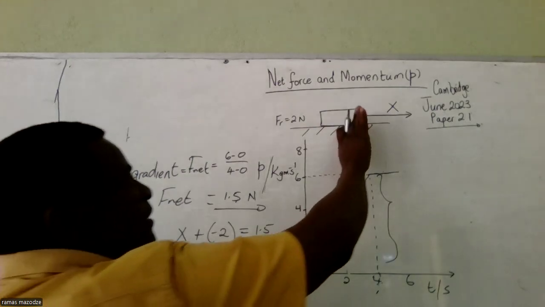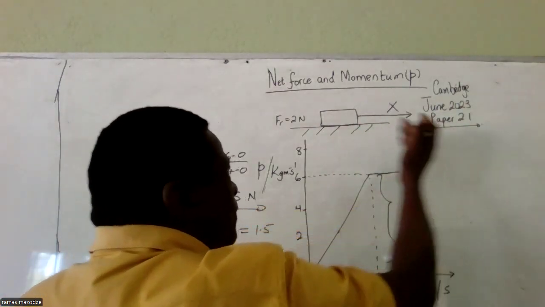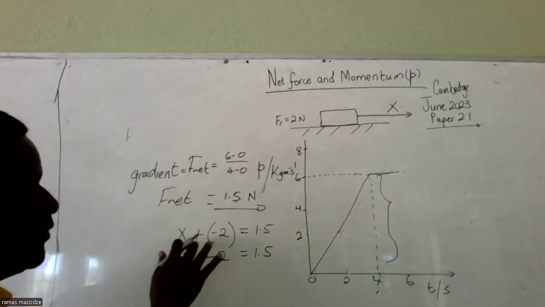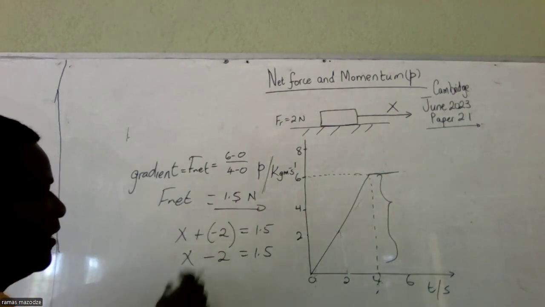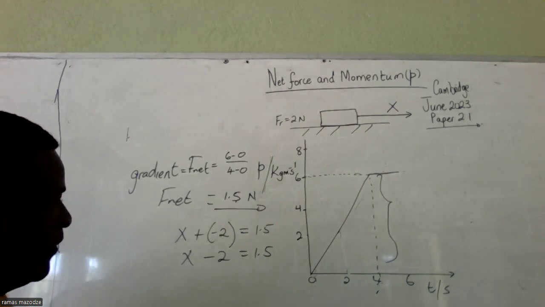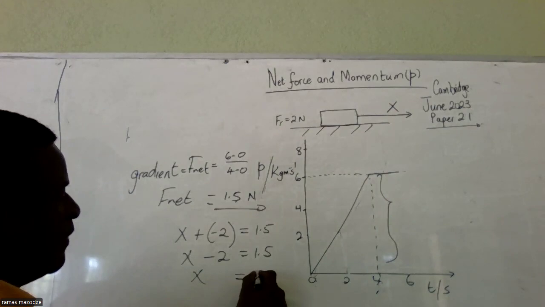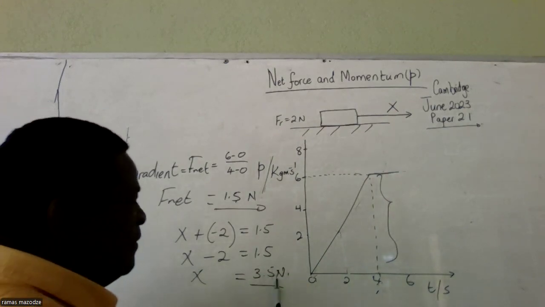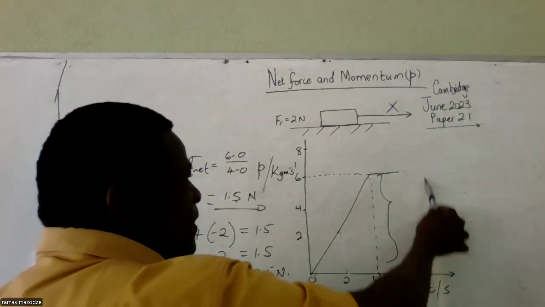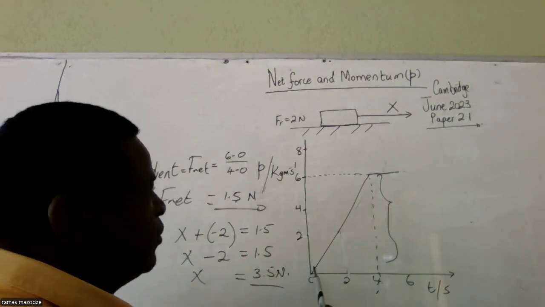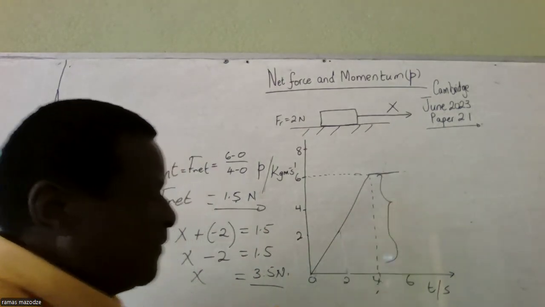Others just know that net force is forward, any other force going in the opposite direction is minus, and then you get your net force. But it's better to apply your knowledge everywhere, so that you know that by definition net force is the sum. Then you see x translated to that side, 2 plus 1.5 is 3.5 newtons. So it means that this variable force x was actually 3.5 between 0 and 4. That's why it is a straight line.